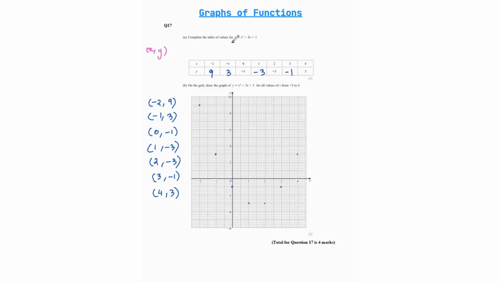As the equation said, x squared minus 3x minus 1, which is a quadratic equation, which means it's going to be a curve. So now we just connect the points. And that's your quadratic curve.